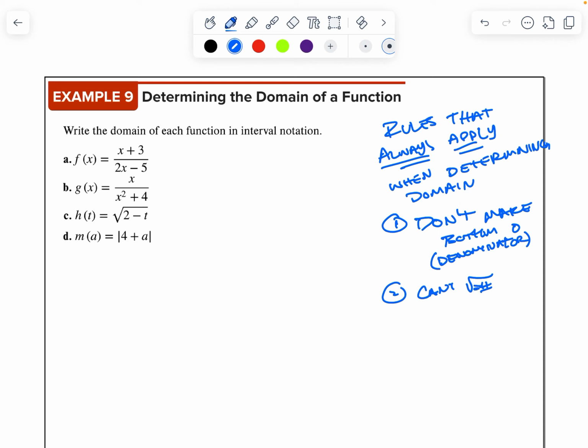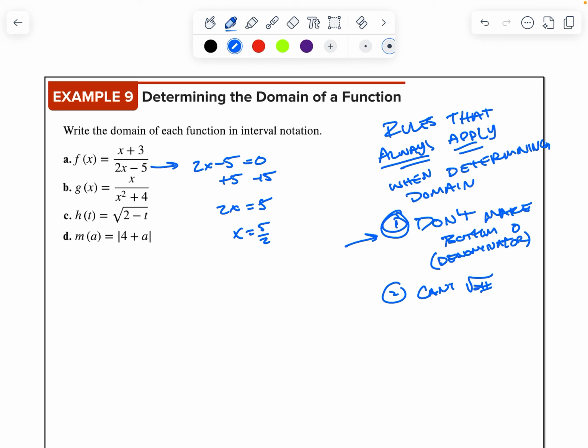All right, looking at option A here, remember there's only 2 rules that we have to follow. There's no square roots here, so we don't even have to worry about rule 2. Rule 1, we can't make the bottom 0, so what would make the bottom 0 here? If you can't just think of it, what we could do is say 2x minus 5 equals 0. Let's just see what makes it 0. So 2x equals 5, x equals 5 over 2.